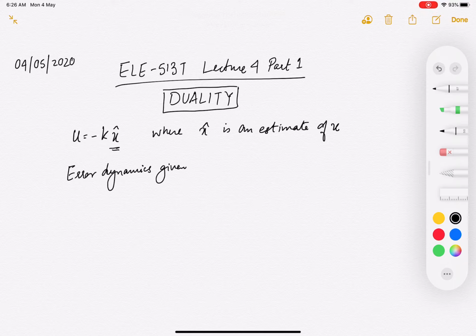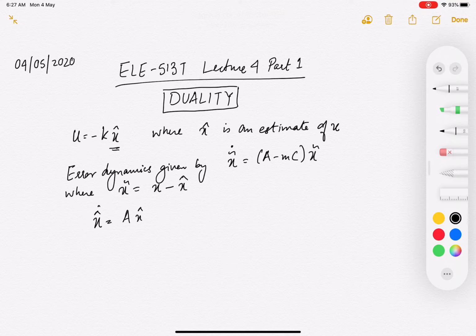given by x tilde dot is equal to (A minus MC) x tilde, where x tilde is the error between x and the estimate of x, and the observer equation is given by x hat dot is equal to A x hat plus B u plus M (y minus y hat).